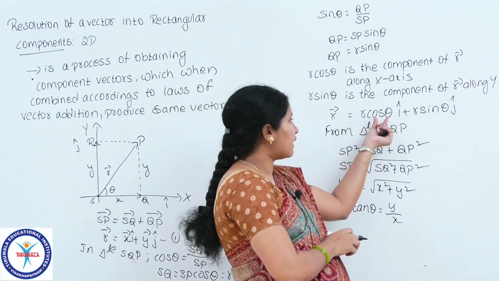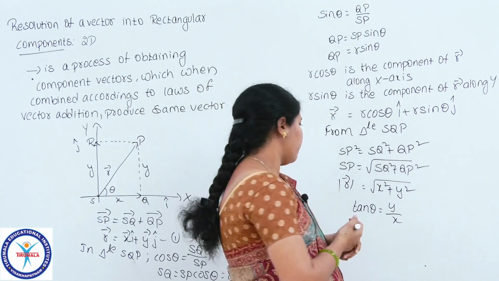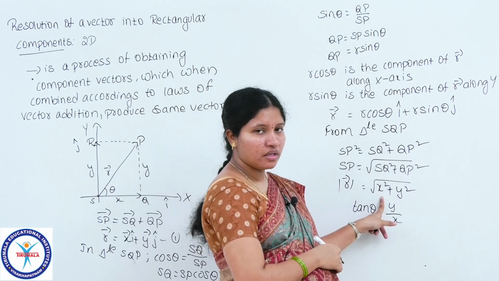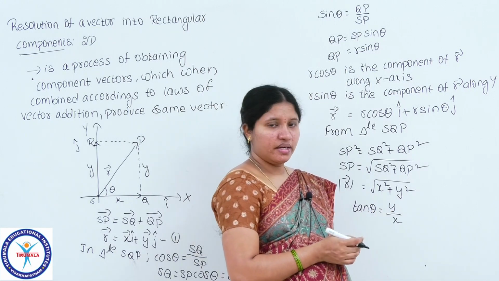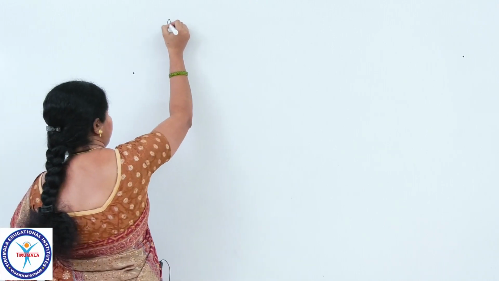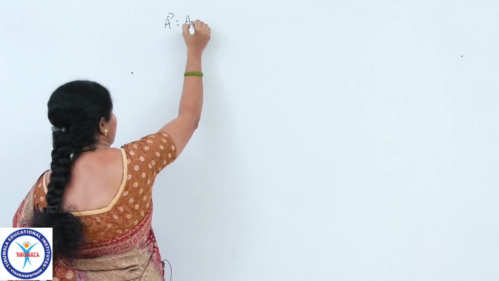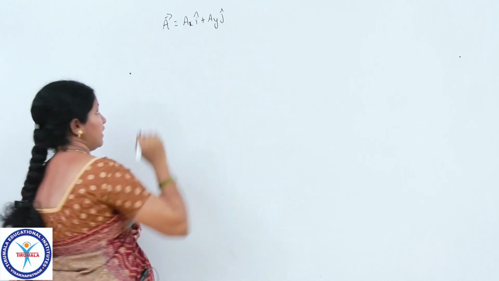So, these are the two rectangular components into which we can resolve the vector. So, mod R bar equals square root of x square plus y square and tan theta equals y by x. If components of a vector along x and y axis are known, then we can completely write the vector A bar is equal to Ax i cap plus Ay j cap.